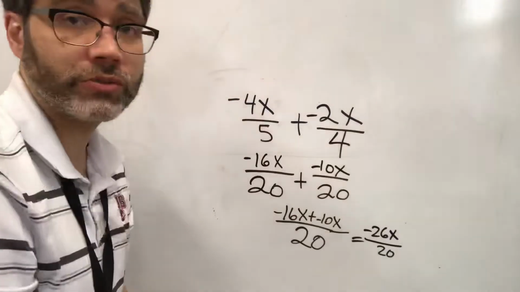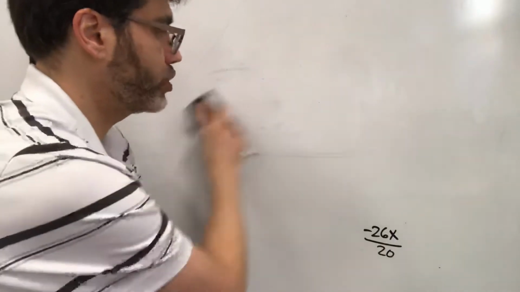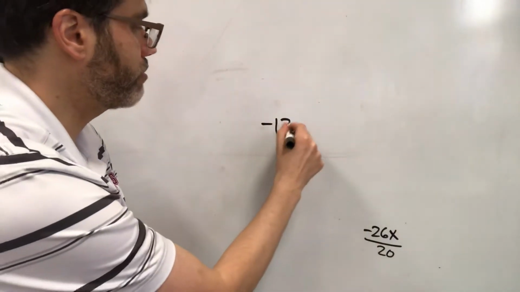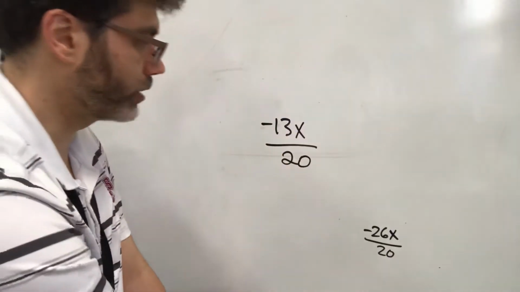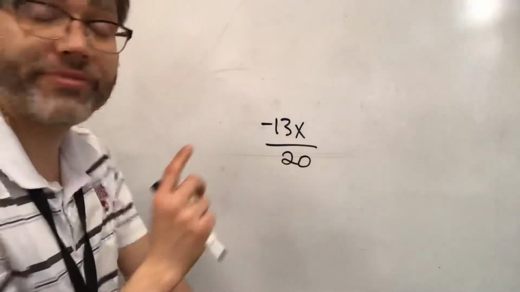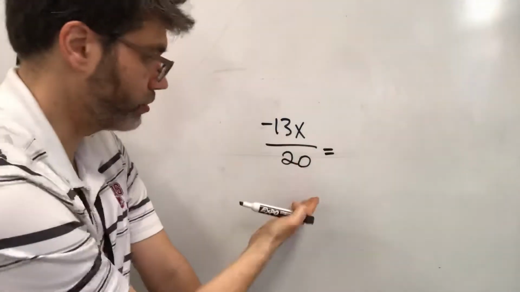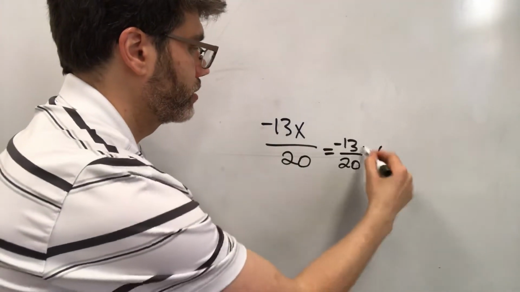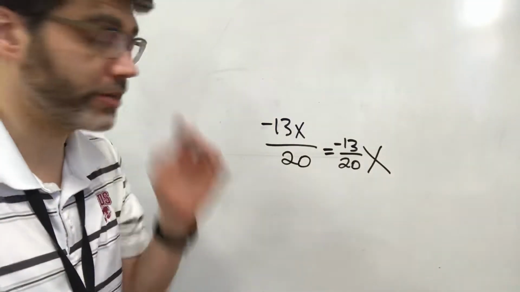Now this we can reduce. We need to reduce it because they both have a factor of 2. They're both even numbers. So 2 into both of these would give us negative 13x over 20. And I can't reduce that anymore. Here's something I like to say. This is equivalent, so this is totally fine, and this is also equivalent to this. So you can write either of these and they mean the exact same thing. It doesn't matter which way you put it.